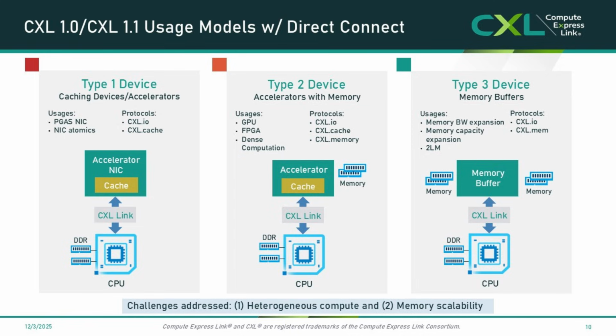The system on the right is basically a type 3, which is a memory expansion device. And this is fundamentally for addressing the second challenge of memory scalability. The usage would be memory bandwidth expansion, memory capacity expansion, as well as tiering of memory, including storage class memory. These only need to implement CXL.io and CXL.mem semantics.